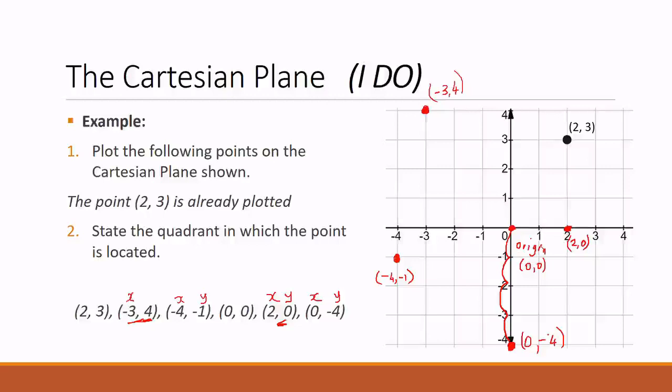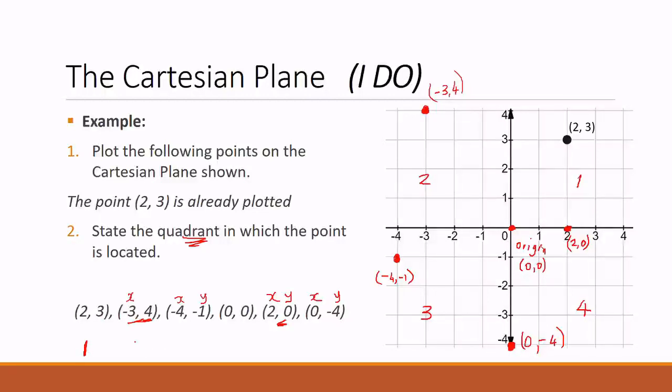So there are my 6 points on my graph that I've drawn. And if I just tidy that up a little bit, you can see I've got my 6 points on my graph. The second part of this question says state which quadrant they're going to appear in. So remember, this is quadrant number 1, this is quadrant number 2, and this is quadrant number 3, and this is quadrant number 4. And so I can see that my first point here, 2, 3, appears in quadrant 1.